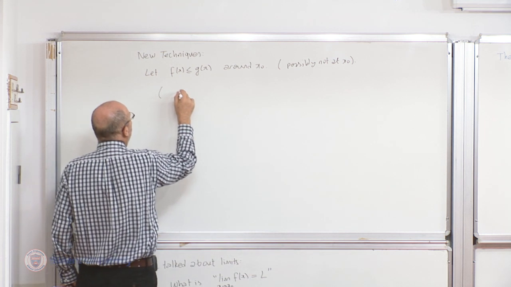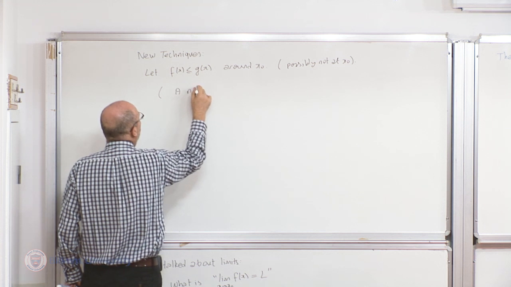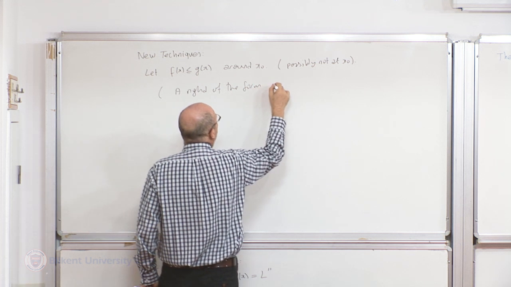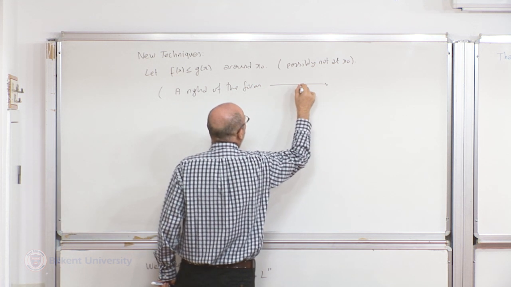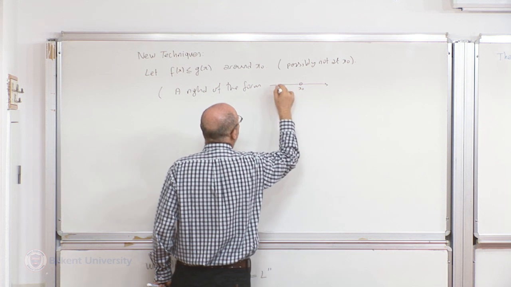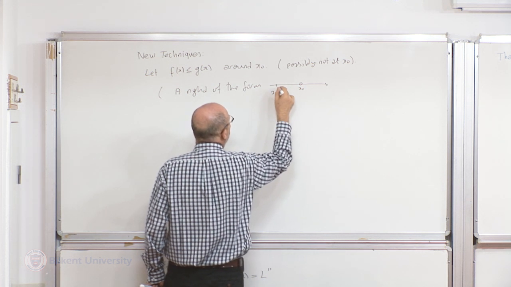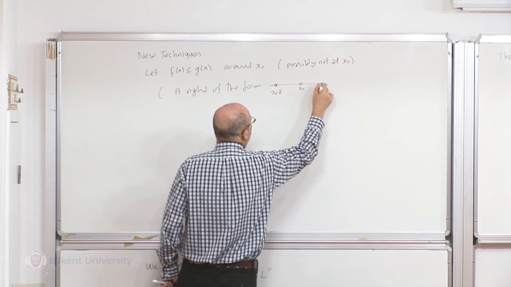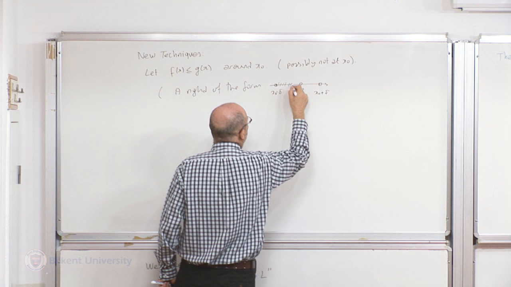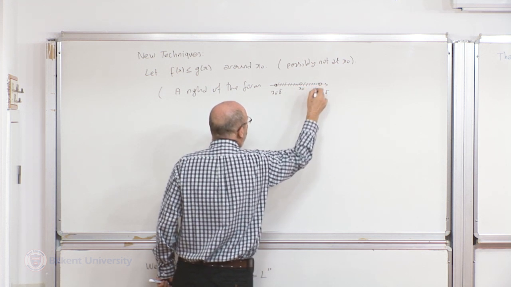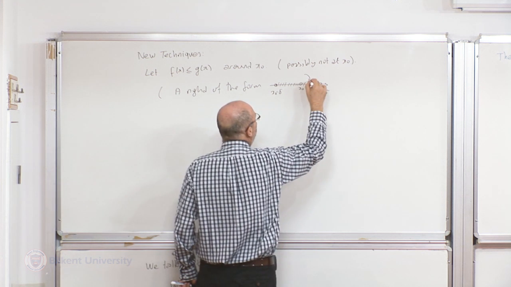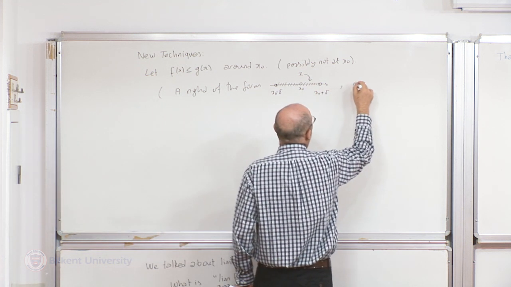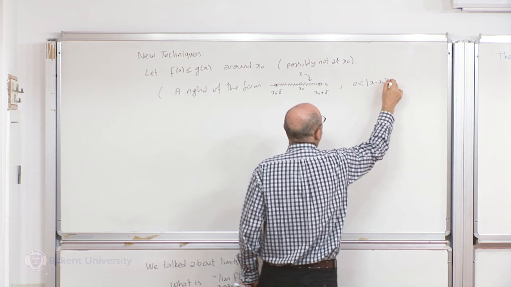So a neighborhood of the form... let me draw the picture. This is x sub 0. We leave it out. This is x sub 0 minus delta, so we don't have this. x sub 0 plus delta, we don't have this. We only consider these parts. So you only take x in this shaded region. This is the picture. Algebraically, we write it like this.